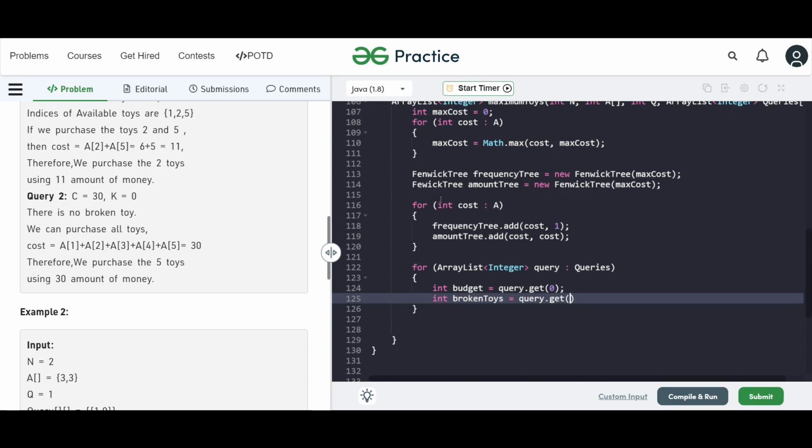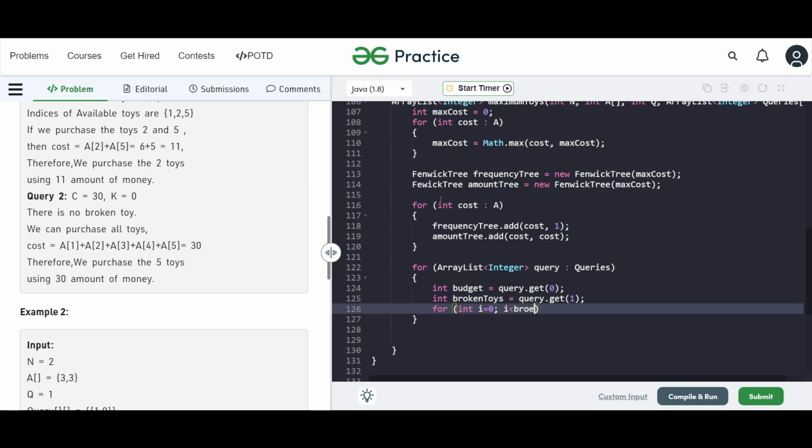That would be query.get(1). And now let's go through each and every broken toy. So int i = 0; i less than broken toys; i++. So how do we handle broken toys? Now this is where the update is coming in, right?